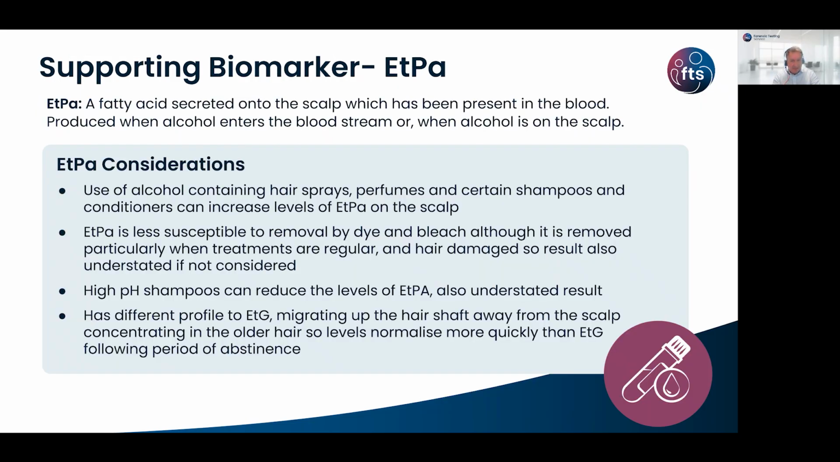So if ETG is problematic for whatever reason, the other option is PEth, a little bit more stable. It's a fatty acid which is secreted onto the scalp, which has been present in the blood. It's produced when alcohol enters the bloodstream or when alcohol is on the scalp. So, considerations you need to look at for PEth. Some alcohol-containing hairsprays can affect it. Some perfumes and certain shampoos and conditioners can increase levels of PEth on the scalp.